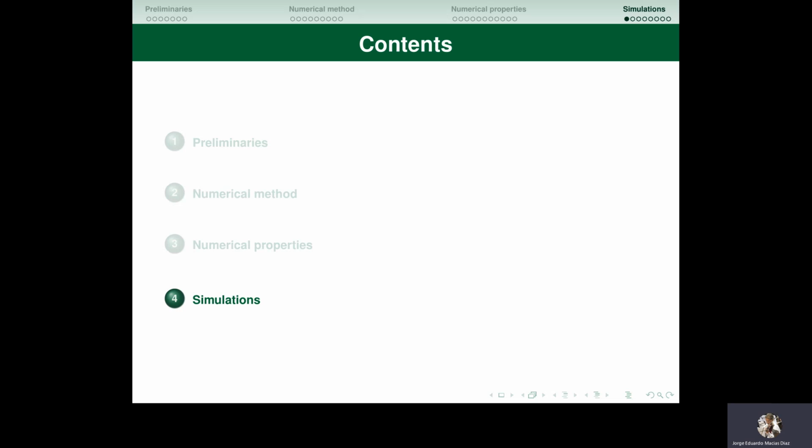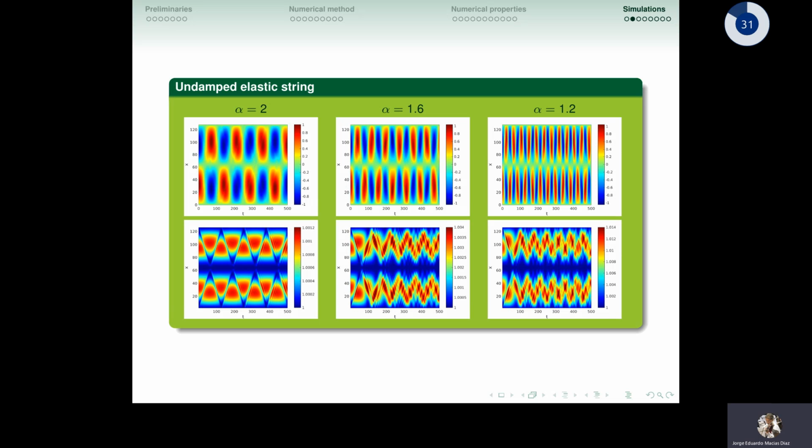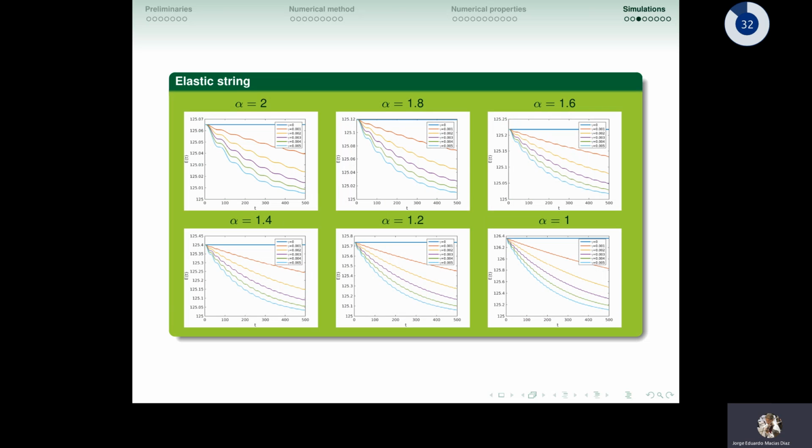We go now to some simulations. Let's consider firstly the case of the undamped elastic string. So in each of these graphs, we have time and we have x, and we have different values of alpha equal to 2, alpha equal to 1.6, and alpha equal to 1.2. First row are solutions, second row are Hamiltonians. That was for illustration purposes.